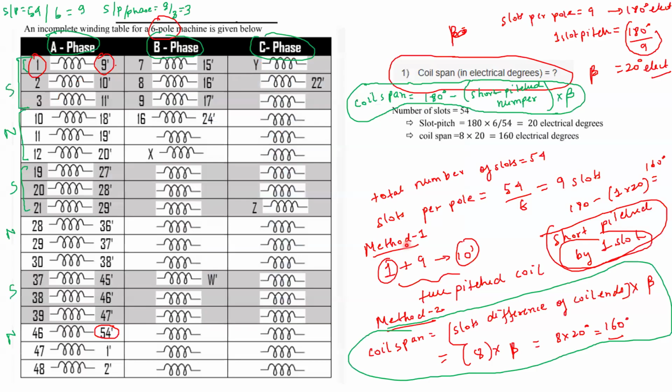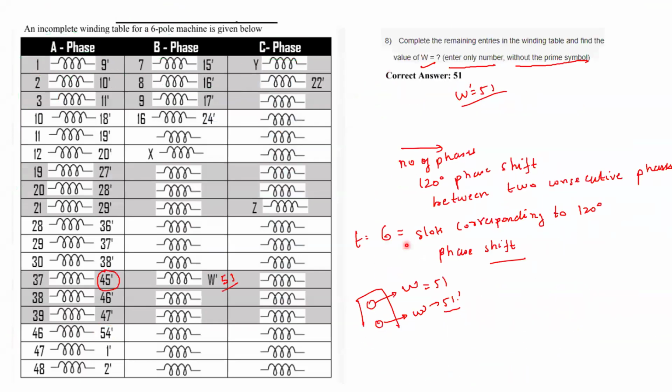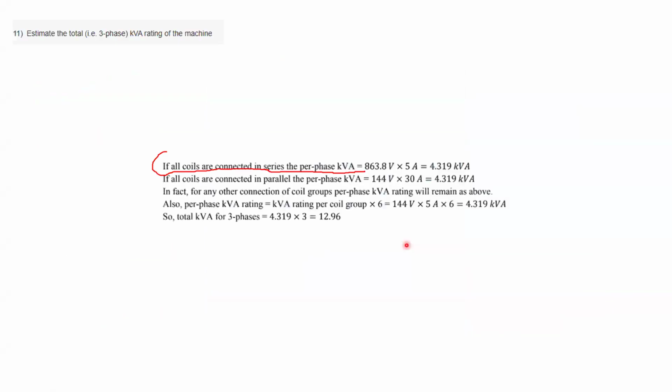So that is why you can find this kVA rating by taking the generalized case. Okay. So kVA rating is the maximum voltage due to series connection, because this is how in the actual machine also it is connected like this.